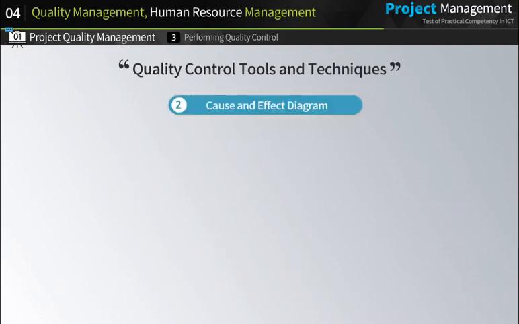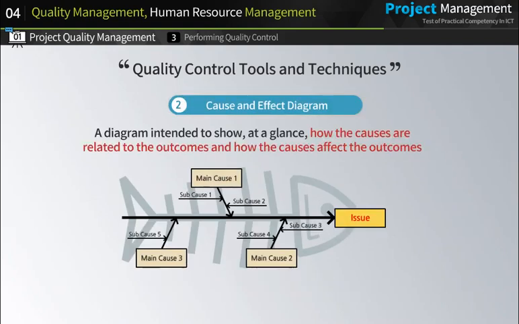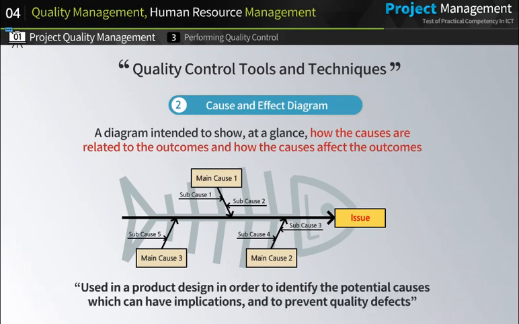Next, cause and effect diagram is a diagram intended to show, at a glance, how the causes are related to the outcomes and how the causes affect the outcomes. It is usually used in a product design in order to identify the potential causes that can trigger an issue, which can have implications, and to prevent quality defects. For example, this diagram can be used in identifying the main causes and subcauses, and coming up with a solution in case a defect is detected.